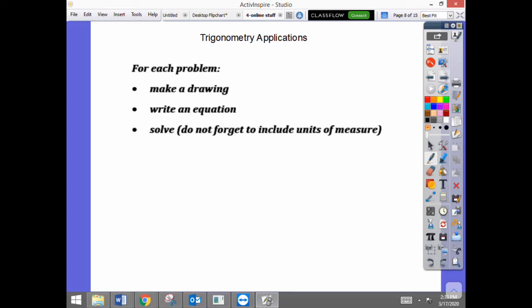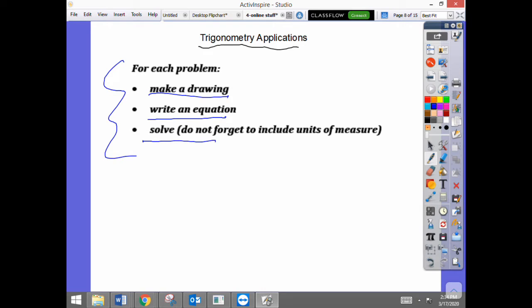Now that we have had a chance to practice drawing pictures and having fun there, let's actually try solving some problems. This is, again, like I've said before, where trigonometry is very useful to find in problems like this. So starting off here, I'm going to talk about some trig applications. These right here are just some steps for us to do. Make a drawing, write an equation, and solve.